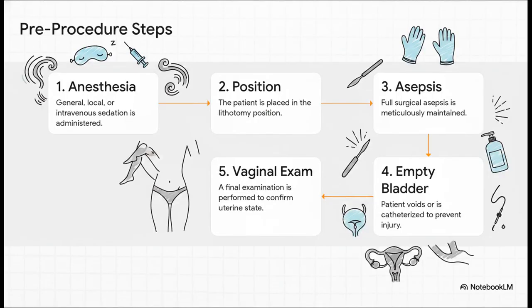Think of these 5 steps as your non-negotiable pre-flight check. First, anesthesia, which is tailored to the patient and the case. The patient is placed in the lithotomy position for the best possible access. Asepsis, which we'll detail in a sec, is mandatory to prevent infection. The bladder has to be empty. This just moves it out of the way to prevent injury. And finally, one last vaginal exam to confirm everything right before you start.